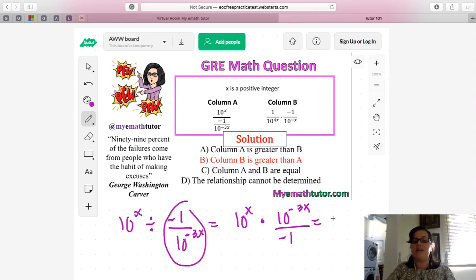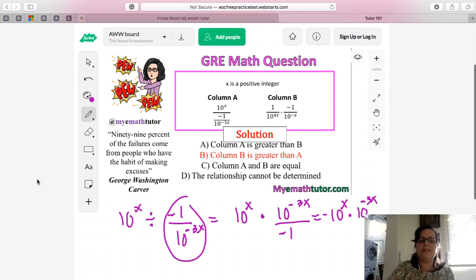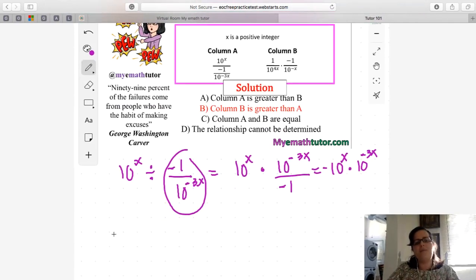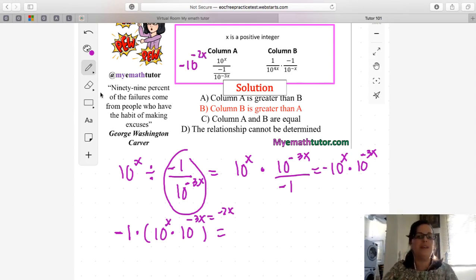Now, I can say this is 10 to the x, or actually, we can put the negative right here because you're going to be multiplying it, times 10 to the negative 3x. Beautiful. Now I can say this is negative 1 times, and you can see that now you will have the same base. Awesome, because now 1 minus 3x is going to be equal to negative 2x, right? So column A is going to be minus 10 to the negative 2x. Beautiful. Let's go with column B.